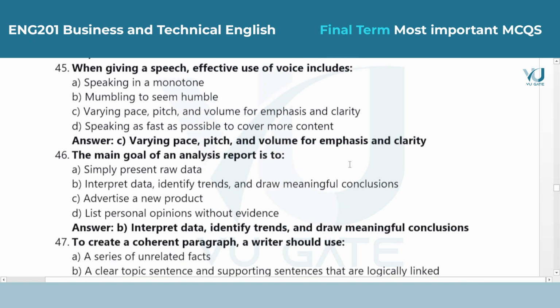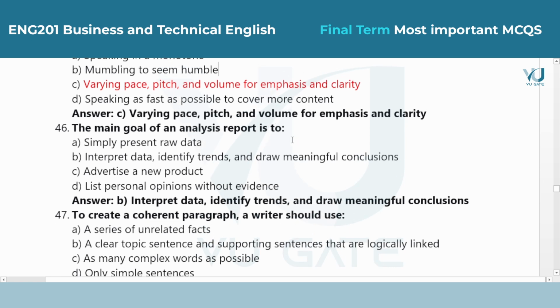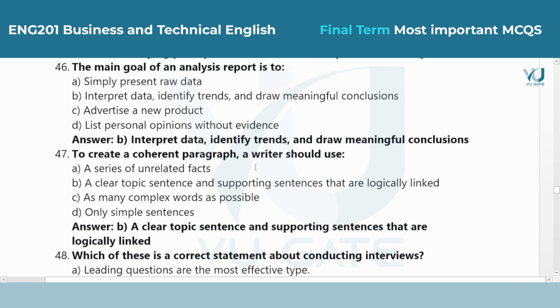45. Question. When giving a speech, effective use of voice includes. Answer. C. Varying pace, pitch, and volume for emphasis and clarity. Concept. Vocal variety keeps the audience engaged and helps highlight the most important parts of the presentation.